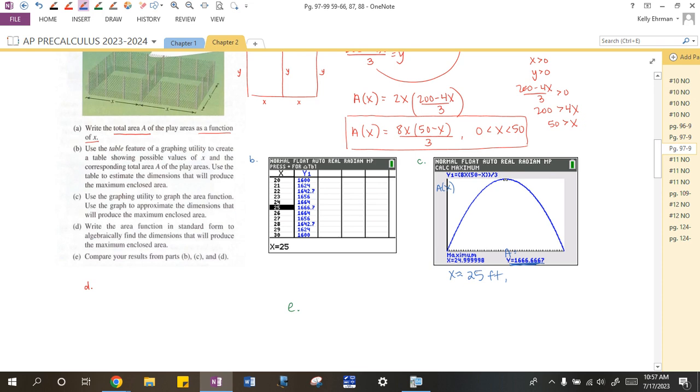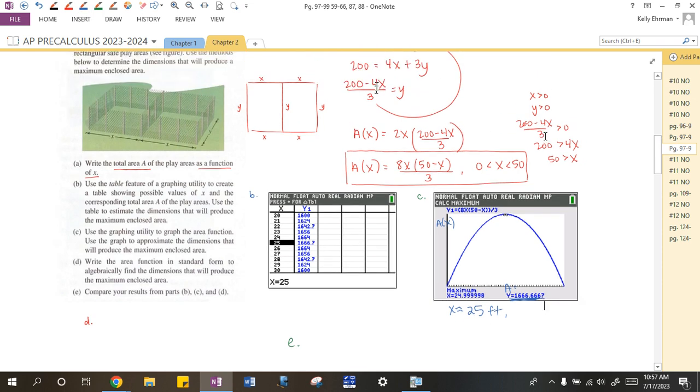So when y is 25, you've got to go back and plug that in. Or when x is 25, go back and plug that in for y. So y would be 200 minus 4 times 25. So 200 minus 100 is 100 over 3 feet.